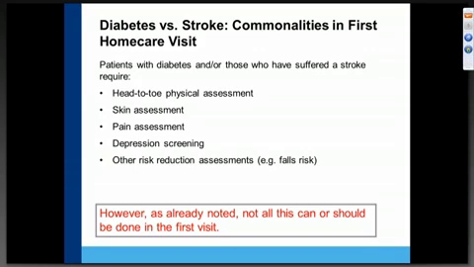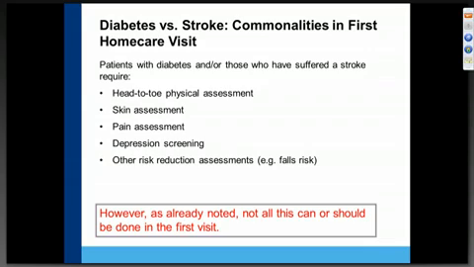Commonalities in that first visit for really probably any patient with a chronic illness: we're going to do that head-to-toe physical assessment. We want to do a very careful skin assessment on both populations, where there are serious risks for skin integrity. Pain is a problem often with both of these patient populations, depression screening, and then some of the other risk reduction assessments as well. And I will talk a little bit more about falls risk later.